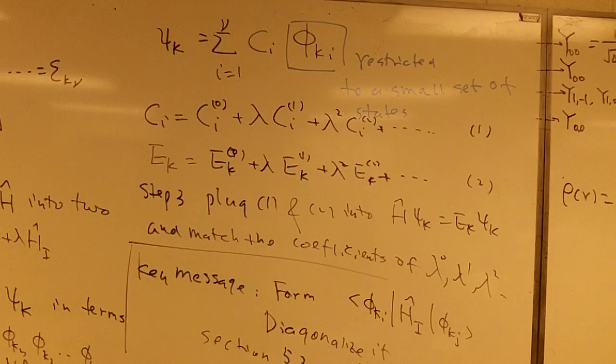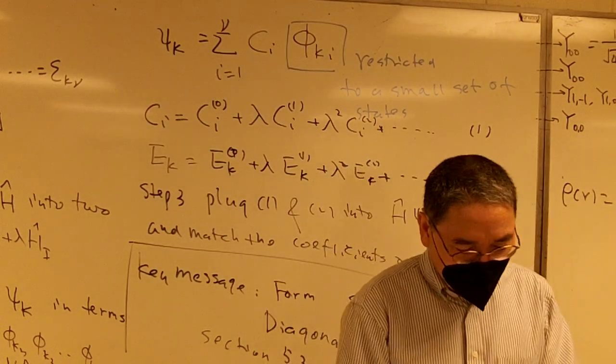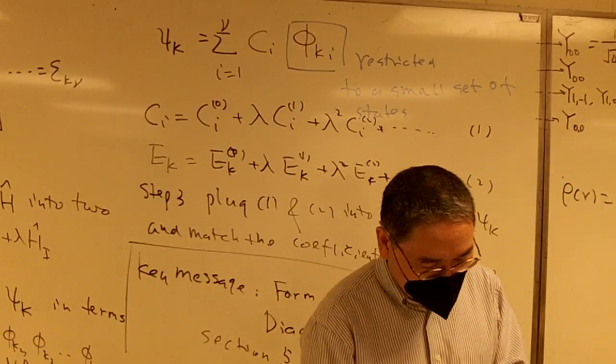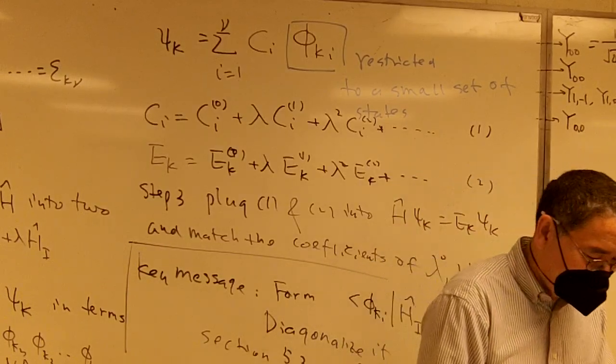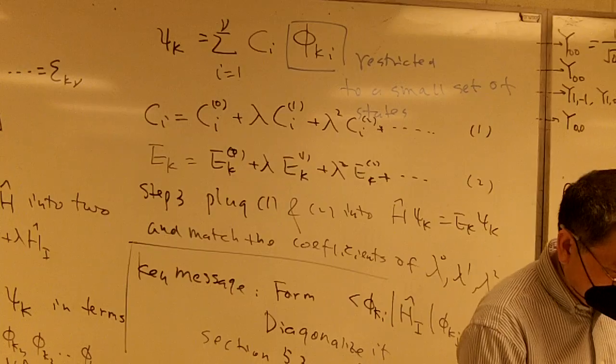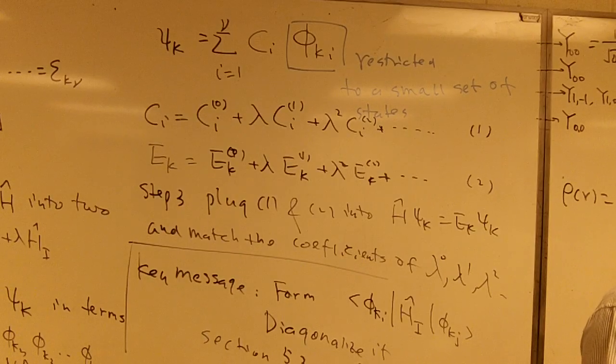the quantity H hat plus lambda H hat sub I, closed quantity, times the summation over i of the quantity c sub i to the 0th order plus lambda c sub i to the 1st order plus lambda squared c sub i to the 2nd order plus etc., closed quantity, times phi sub i, which equals the quantity e sub k to the 0th order plus lambda e sub k to the 1st order plus lambda squared e sub k to the 2nd order plus etc., closed quantity, times the summation of c sub j to the 0th order plus lambda c sub j to the 1st order plus lambda squared c sub j to the 2nd order plus etc., closed quantity. Okay, thank you. Yeah, thank you so much.